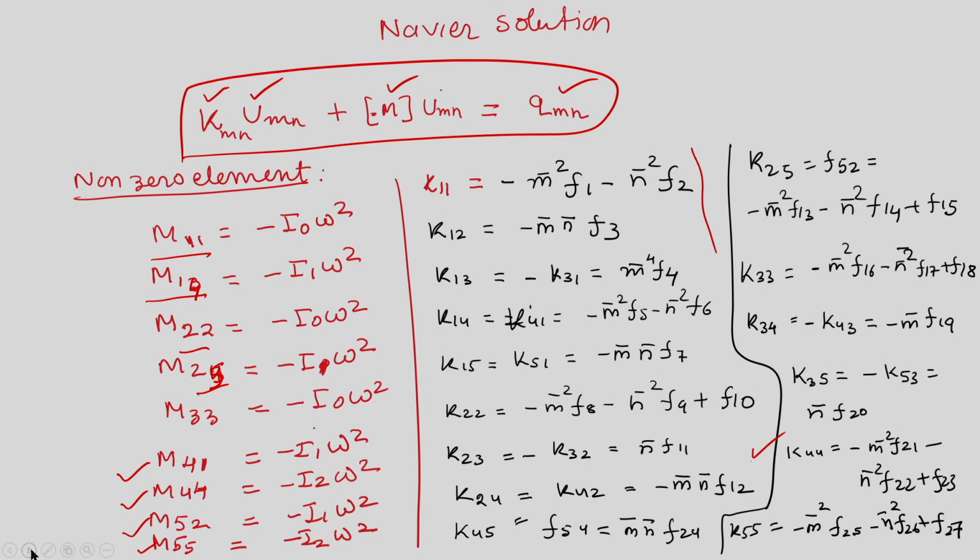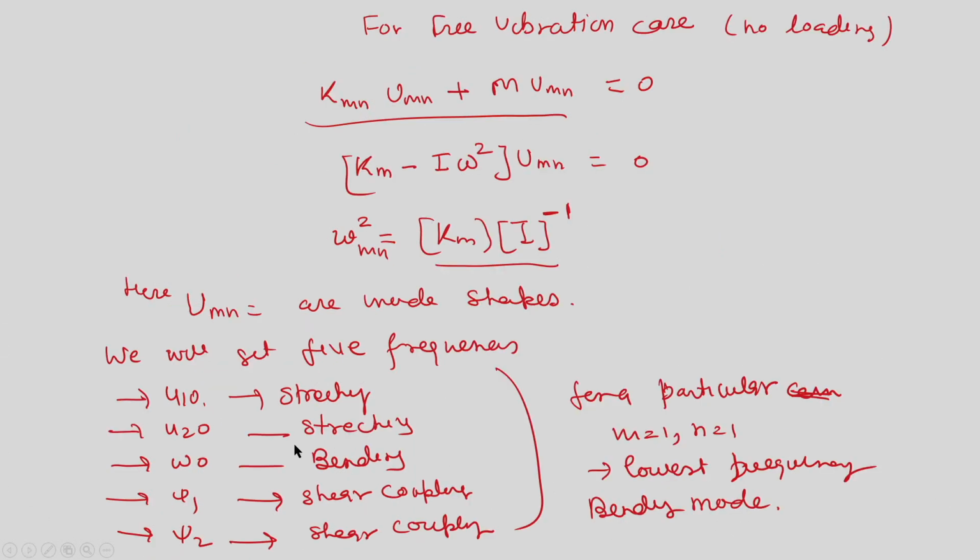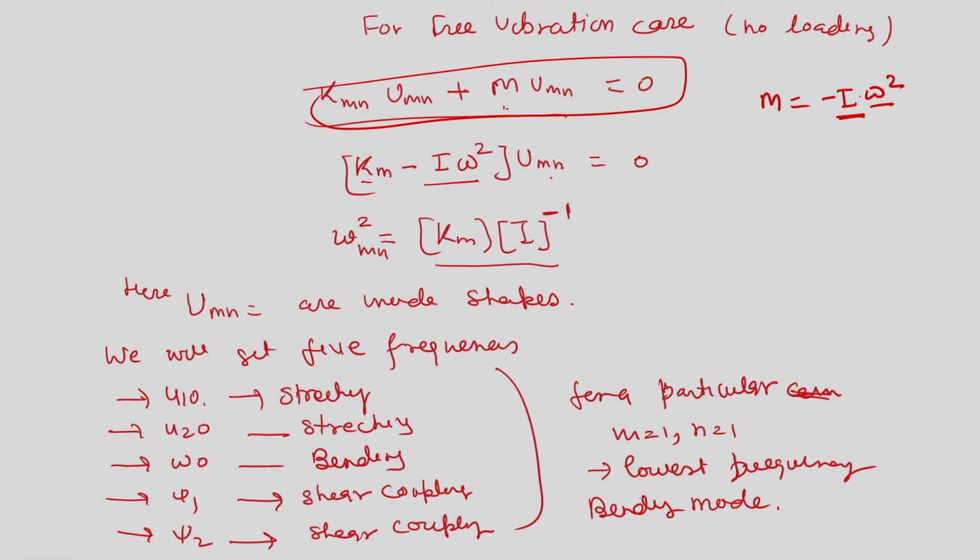For the case of free vibration, there will be no loading, so this equation reduces to equal to 0. Ultimately, the mass term can be written as minus I omega square, which is common to all. So, K minus I omega square times UMN 0 equals 0. This is an eigenvalue problem, where this is your mode shapes.